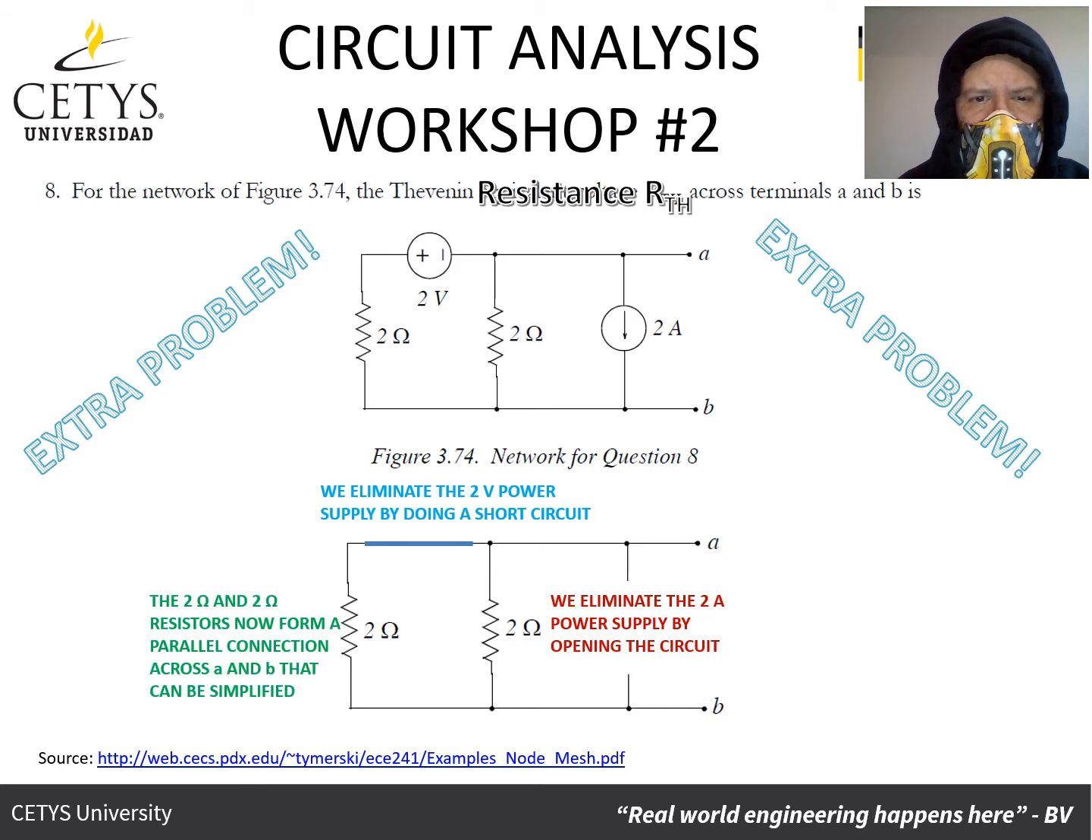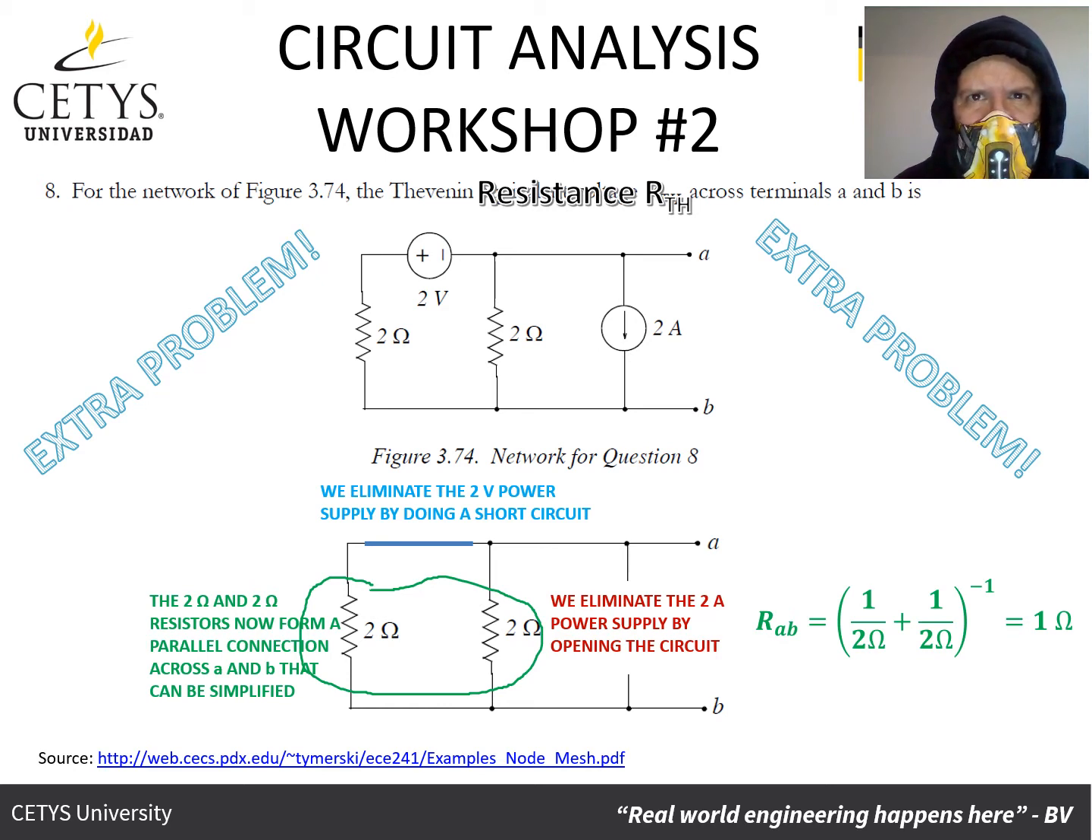This now generates a new array where the two 2 ohm resistors are connected in parallel. And so we calculate the parallel resistance between terminals A and B, and that is going to be equal to 1 ohm. We also can remember that the parallel equivalent resistance of two resistors connected in parallel with the same value is going to be half of that value. And so the Thevenin equivalent resistance is going to be 1 ohm.